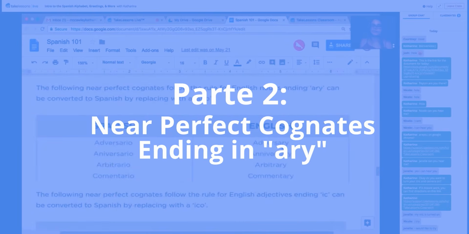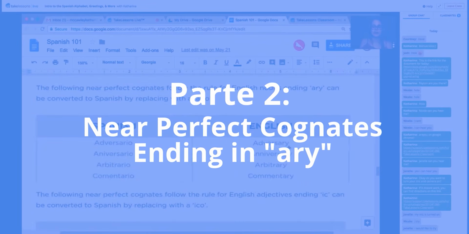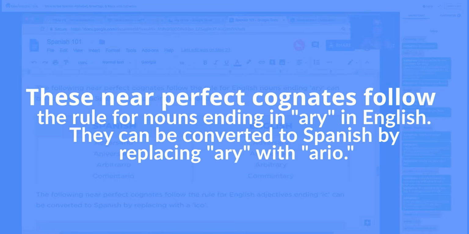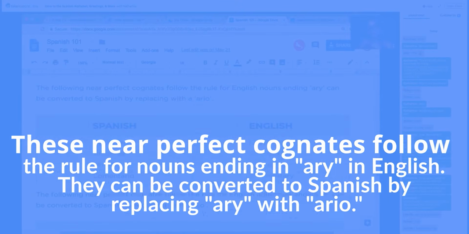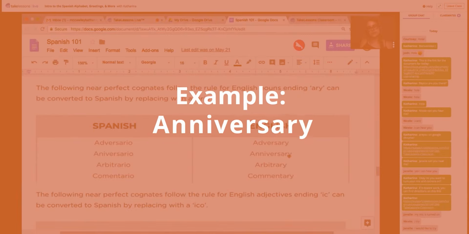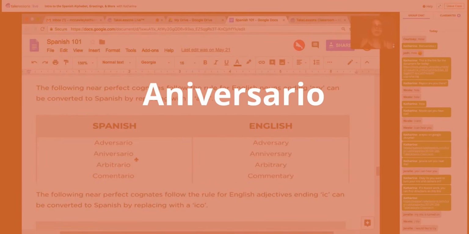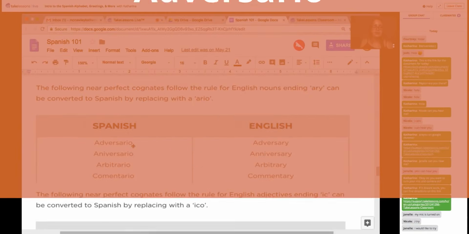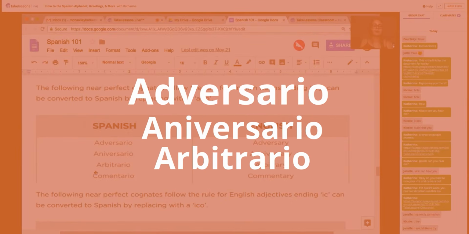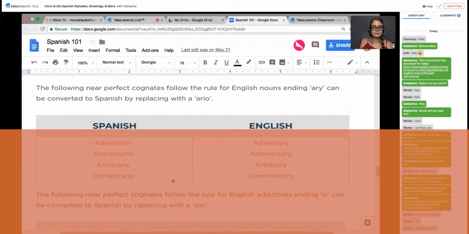Then we have those in English that end with ary. Anniversary, aniversario. So you have the ary endings. If you want to convert the word to Spanish, you just replace it with ario. So adversario, aniversario, arbitrario, you have those.